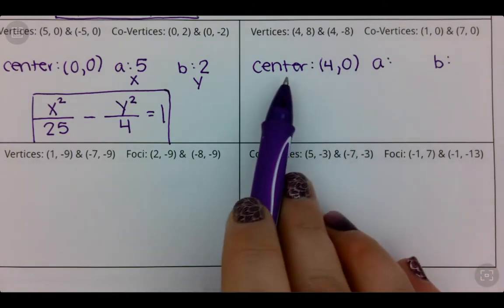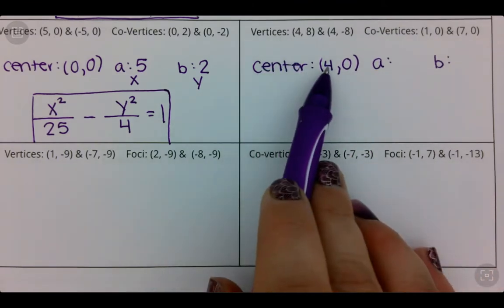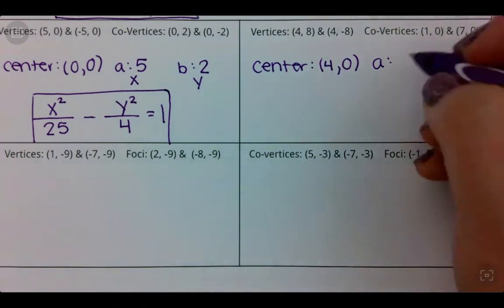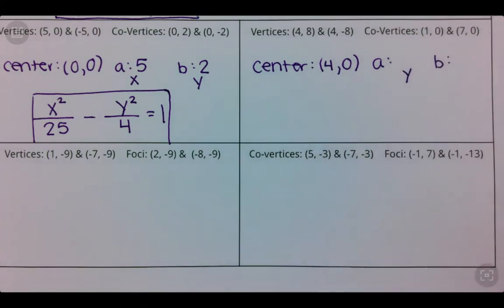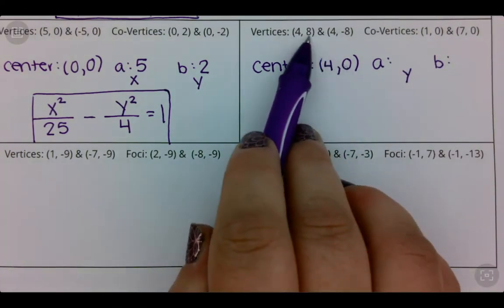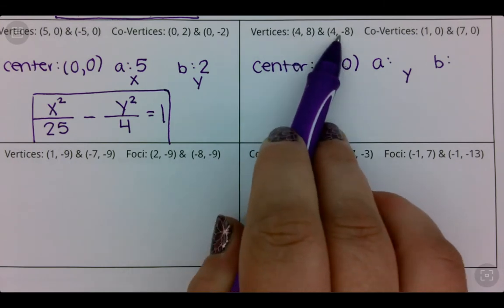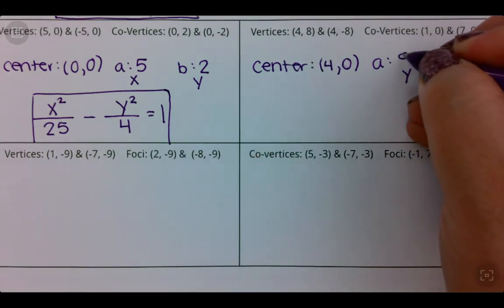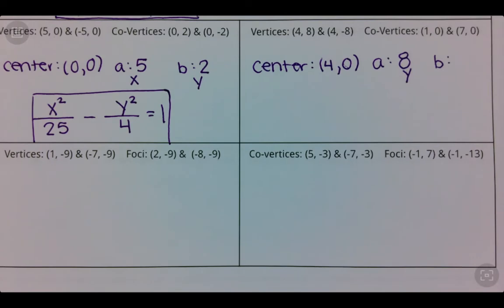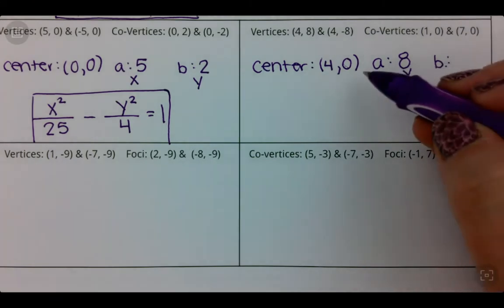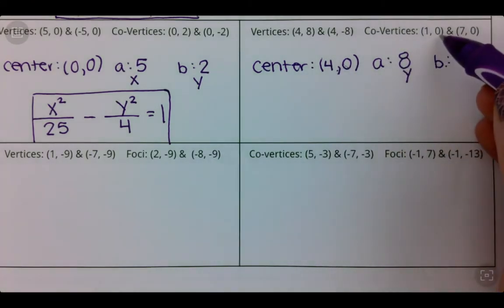A is the distance between the center and the vertices, but the 4's are the same, so that automatically means the y's are going to be the ones changing. From 0 to 8 or from 0 to -8 is a distance of 8. We don't really care if there's a negative there because we're about to square it and cancel out a negative anyway. B is the distance between the center and the co-vertices.